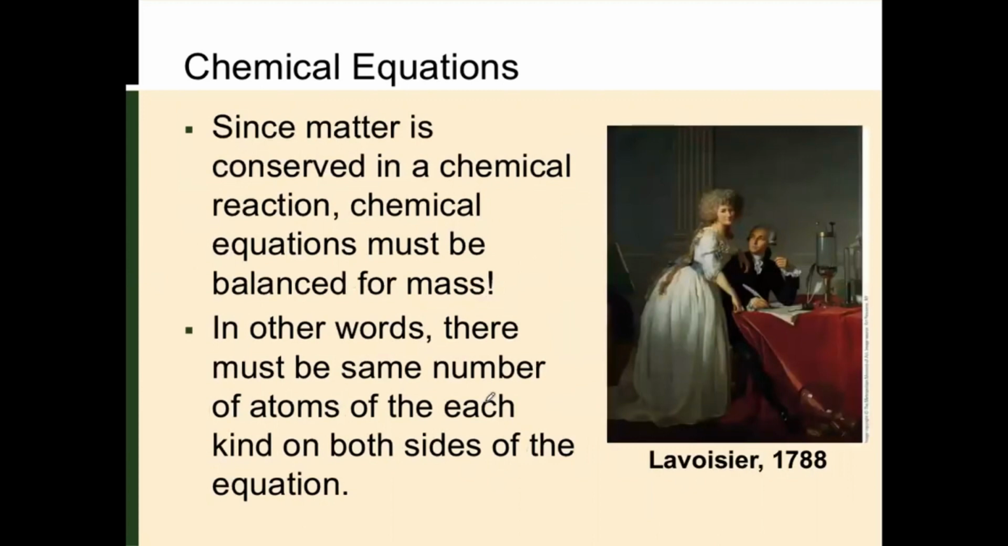So since matter is conserved in a chemical reaction, the chemical equation must be balanced for mass. In other words, it must be the same number of atoms of each kind on both sides of the equation. So in our previous example, we had the same number of aluminiums on the left-hand side and on the right-hand side. And for our mercury oxide reaction, we had the same number of mercury atoms on the product side. And this discovery is credited to Lavoisier, who discovered it some time ago.